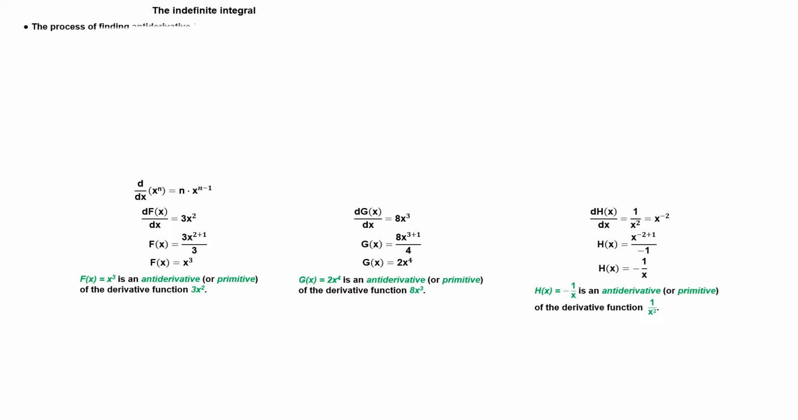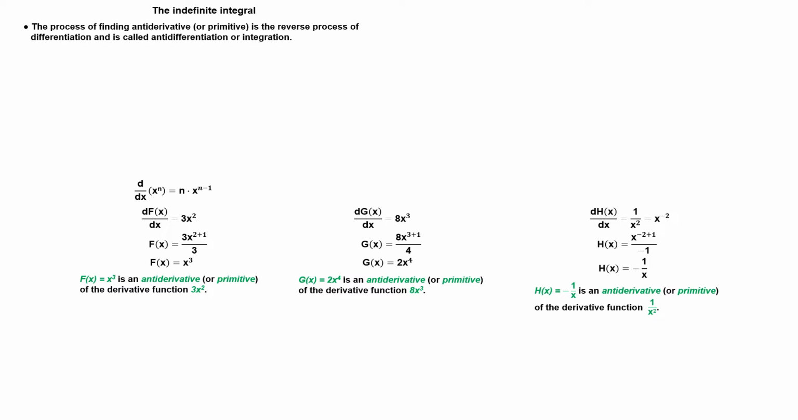The process of finding antiderivative or primitive is the reverse process of differentiation and is called antidifferentiation or integration. In short, this is the process of undoing differentiation.